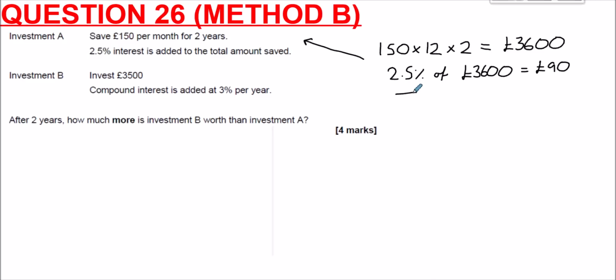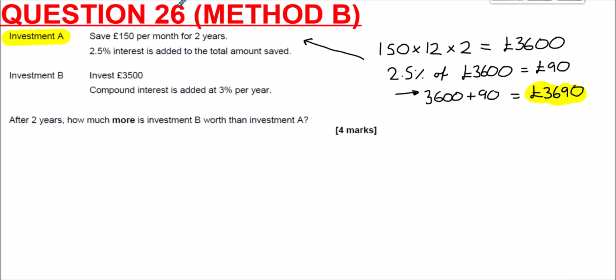And so the total of investment A after 2 years is 3,600 plus that extra 2.5%, the extra 90, which comes to £3,690. And so that's investment A.